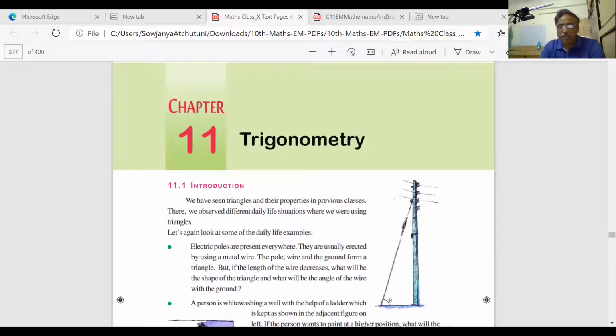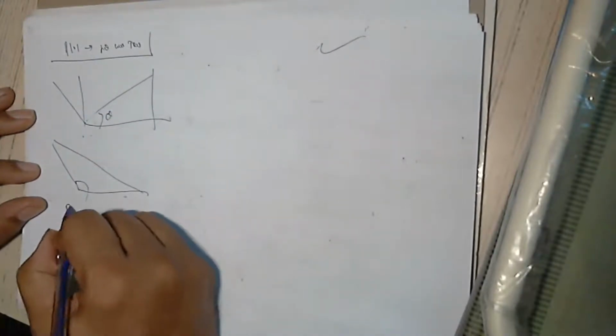Okay, between this and this is called the first quadrant. An angle which is less than 90 degrees is in the first quadrant, and is called an acute angle. If it is more than 90, we call it an obtuse angle. See here, this is an acute angle because it is less than 90. If a triangle is like this, then this angle is an obtuse angle. This is acute.